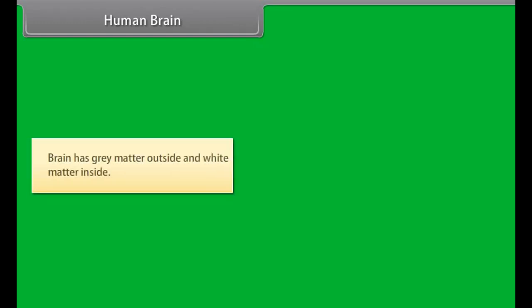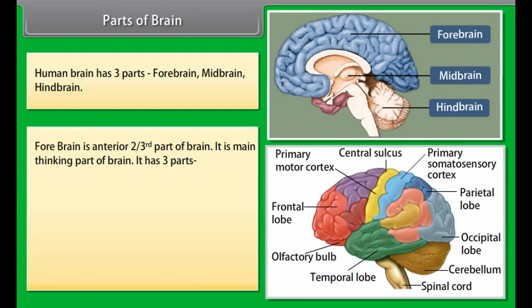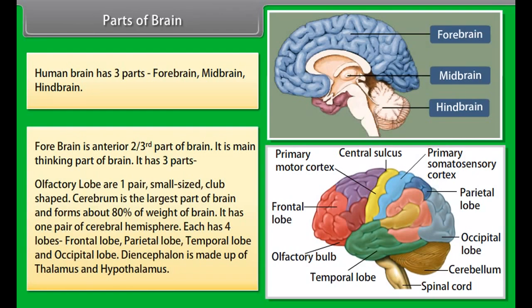Central nervous system. The CNS in humans consists of the brain and spinal cord. All life activities are under the control of the brain. Human brain. The brain is a soft, whitish, large and slightly flattened structure present in the cranial cavity of the cranium. The weight of the brain is about 1200 to 1400 gram.